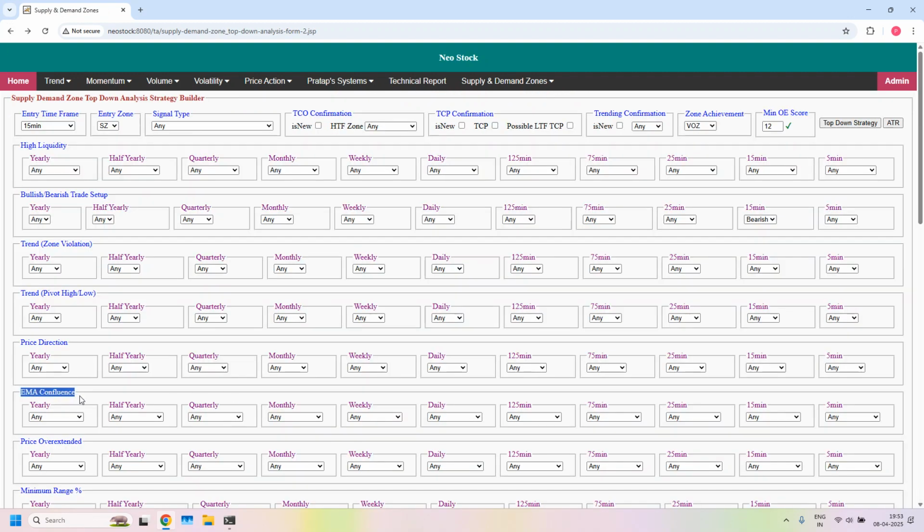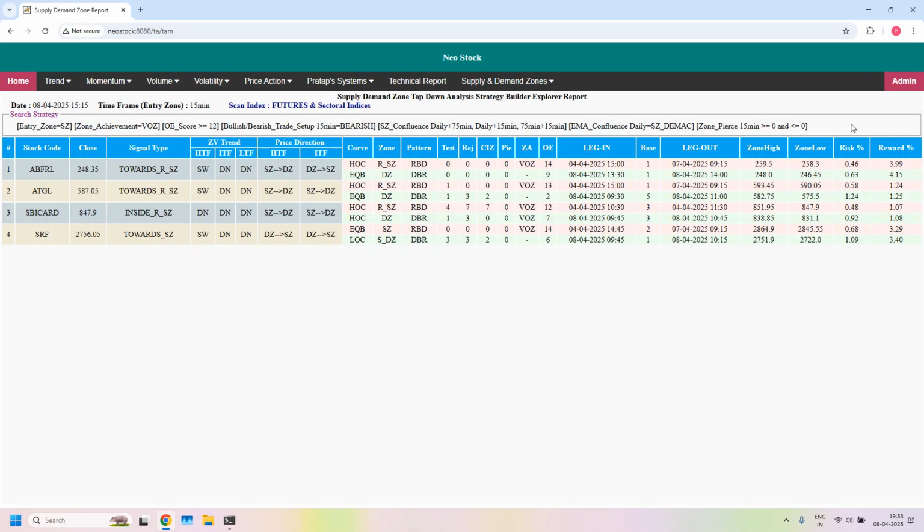So EMA confluence at a daily time frame. Let us check daily supply zone having daily EMA confluence. So with these filters, we got 4 stocks. See, SBI already gave you the trades today. Gave you 10% ROI. Okay. So this is about the bearish trade setup for daily income trade.